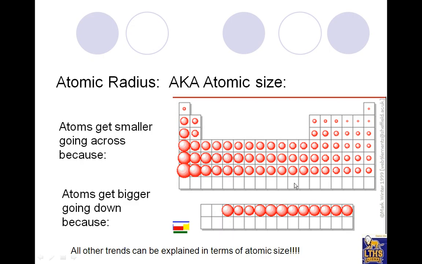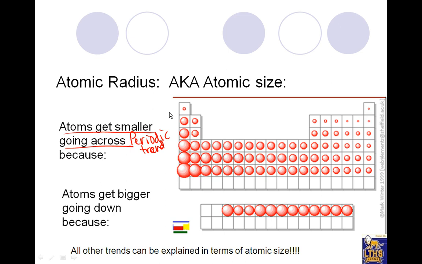Okay, so what is the trend in radius? Well, look at this picture. Take a mental picture of it. What do you notice happens to the atoms as you go down the periodic table? Okay, what happens to the atoms as you go across? So let's do get smaller going across. That's a periodic trend. The periodic trend is that atoms get smaller going across in their radius.